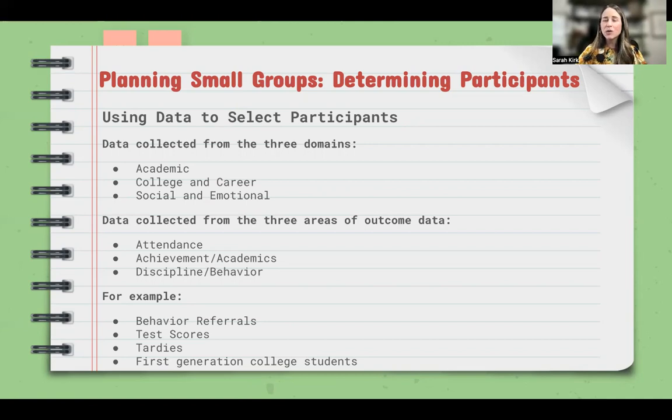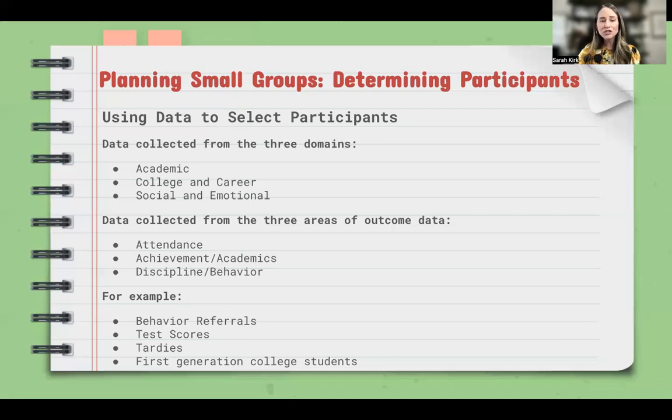We also want to look at that outcome data, those areas of attendance and achievement and discipline, right? So students who have a specific number of behavior referrals related to a certain topic. I often did a small group for students who had a certain number of behavior referrals related to disruption, and I did a self-control small group with them. So I was using data to identify the students and then putting a small group in place that specifically met the needs of those students.